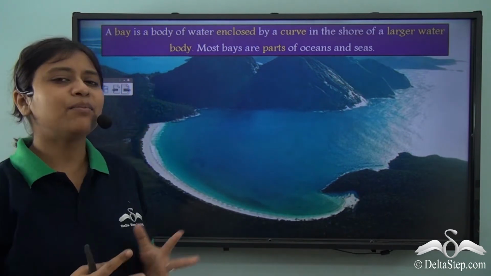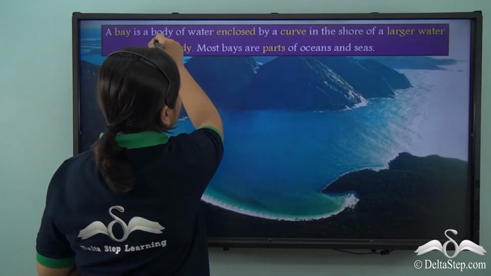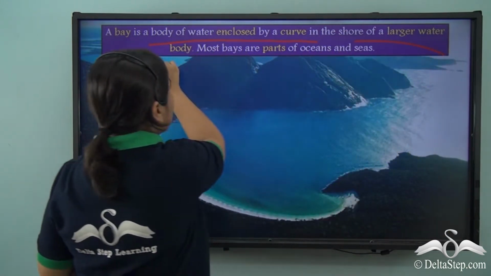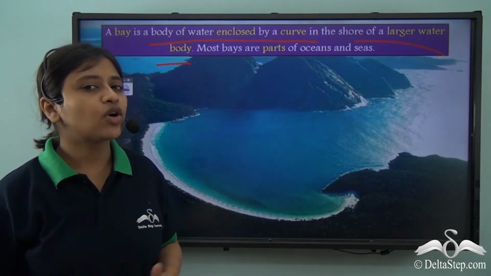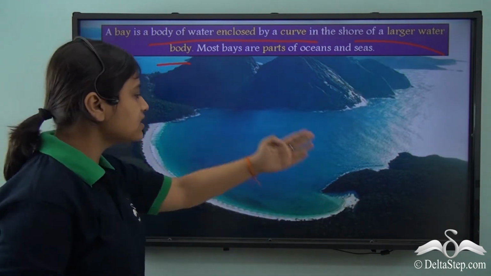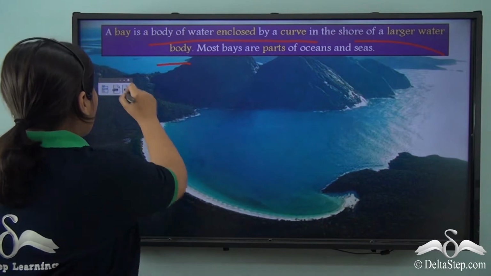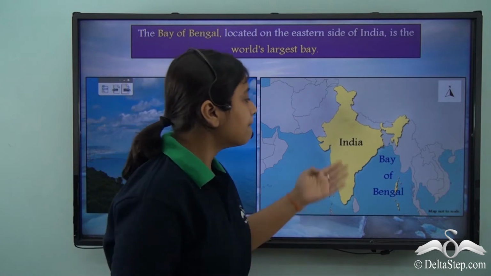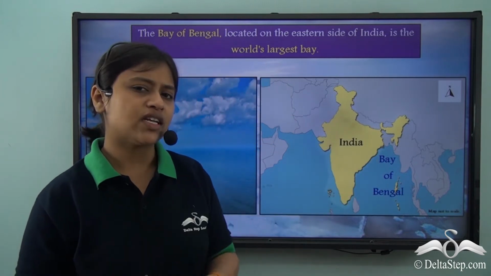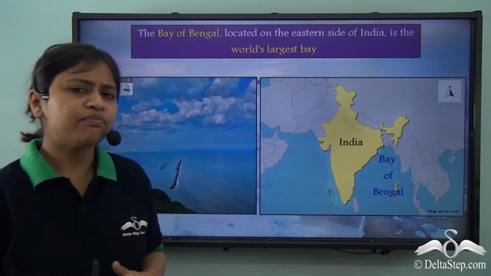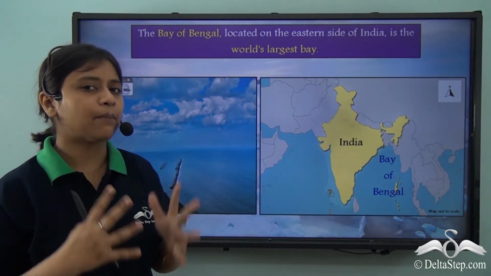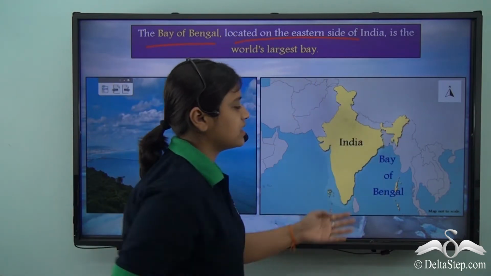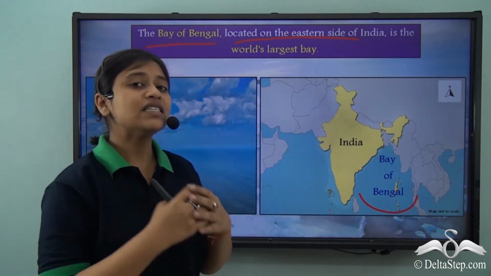So what exactly is a bay? A bay is a water body enclosed by a curve in the shore of a larger water body. Most bays are part of oceans or seas. As you can see here, it's a curve. Now, taking a look at the map of India, we see that the Bay of Bengal is right adjacent to India. Bay of Bengal is the world's largest bay, right? It is on the eastern side of India, as you can see here, and it is the world's largest bay.